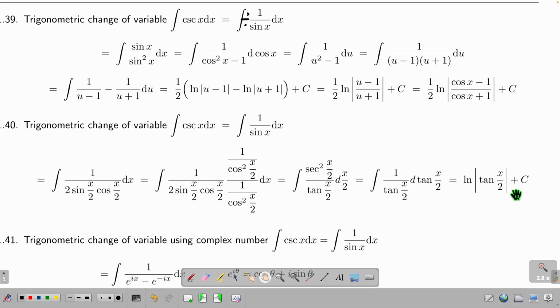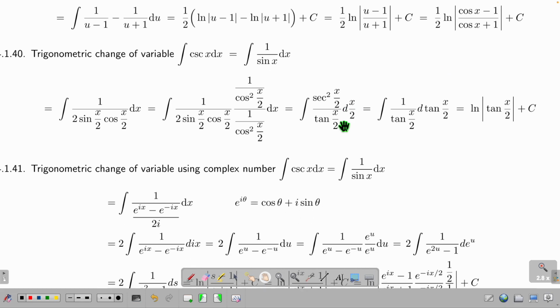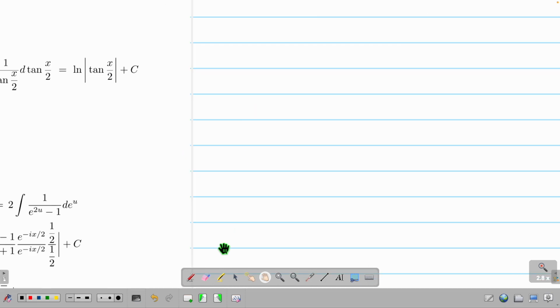And then I do this, and then this one can be simplified to this one. Then what if I don't know this? Now here's a big deal. Okay, so this is the important thing.